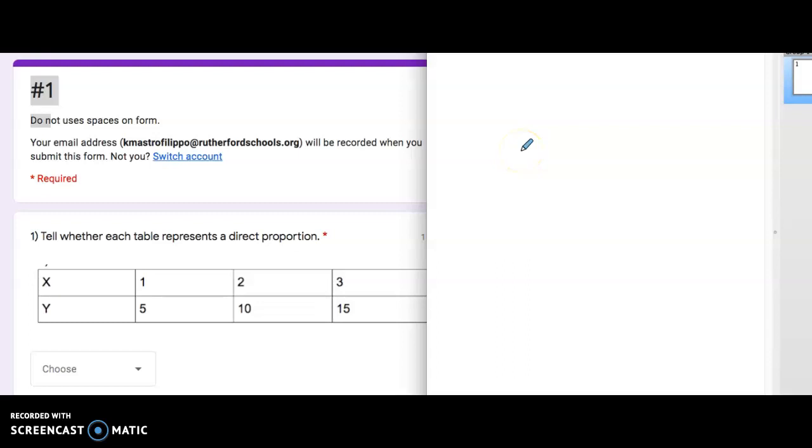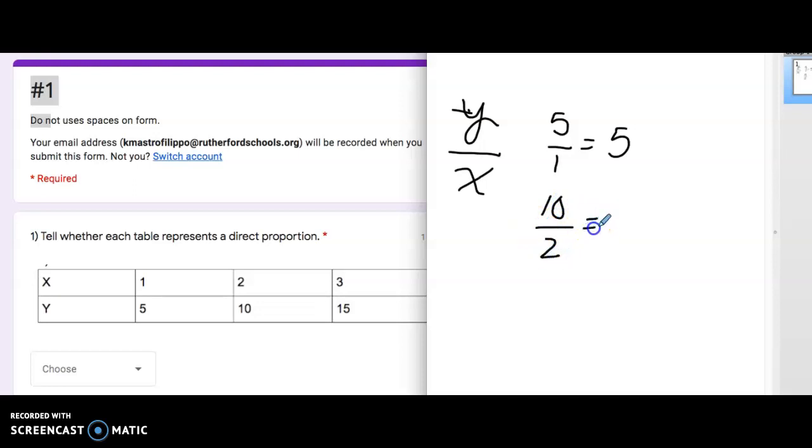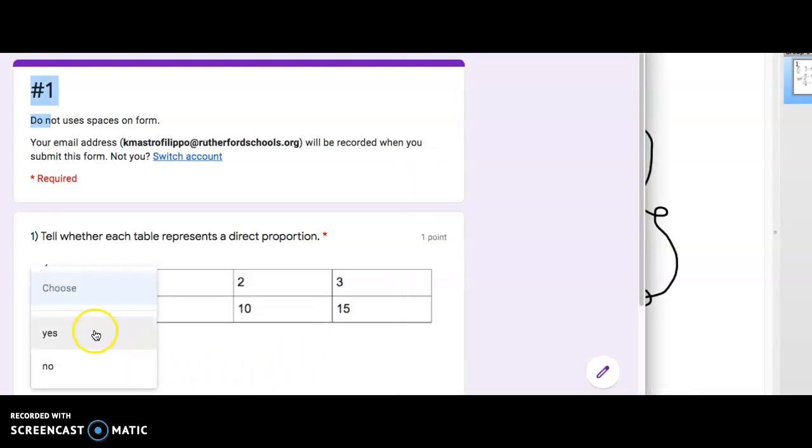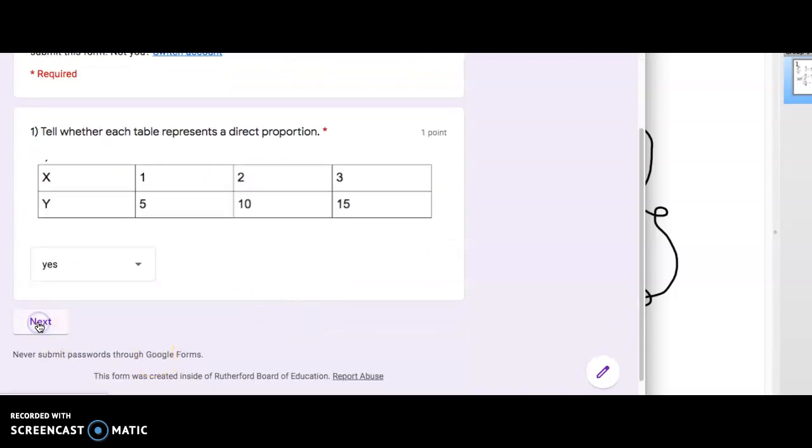So number one, we want to tell whether the table represents a direct proportion. To do that, we want to check y over x for each column here. So first I have 5 over 1, which simplifies to 5, 10 over 2, which simplifies to 5, and 15 over 3, which simplifies to 5. Since all of these numbers are constant along the whole table, yes, my table represents a direct proportion. So I'm going to choose yes and move on.